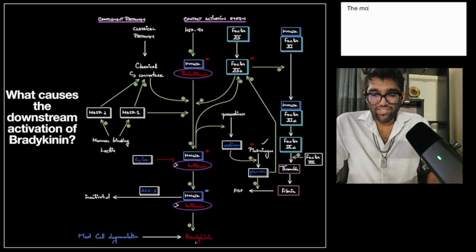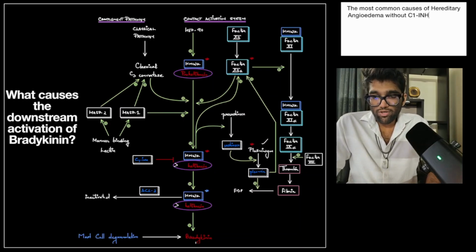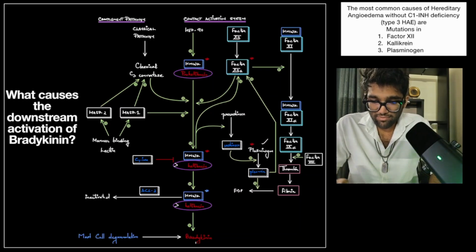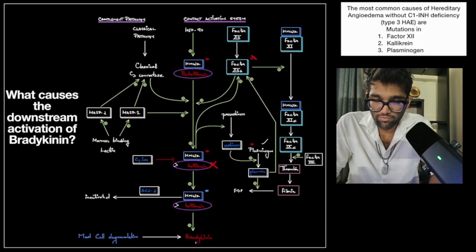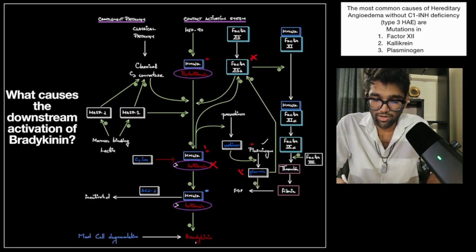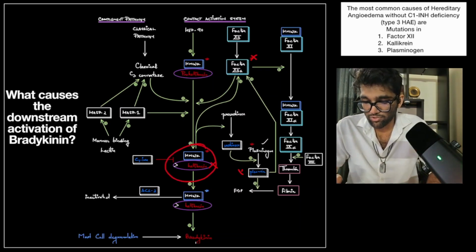There are, however, other genes. The most common cause is factor 12. So there are other genes. One is kallikrein; kallikrein itself can be overactive, getting activated. There could be a mutation in factor 12. There could be a problem with excessive gain of function mutation in plasmin. All of these would then converge upon the activation of this complex and increase production of bradykinin.